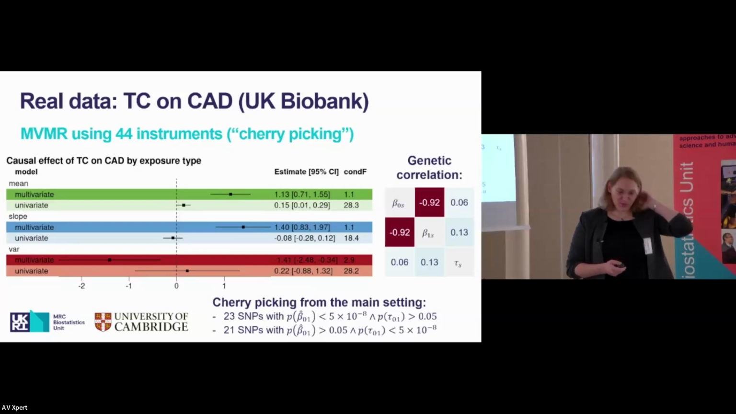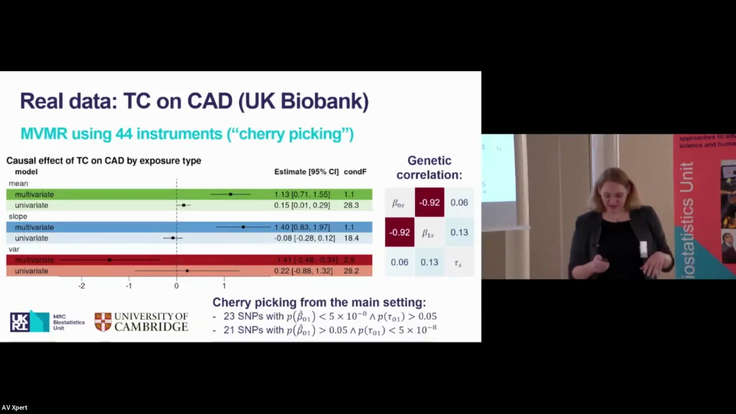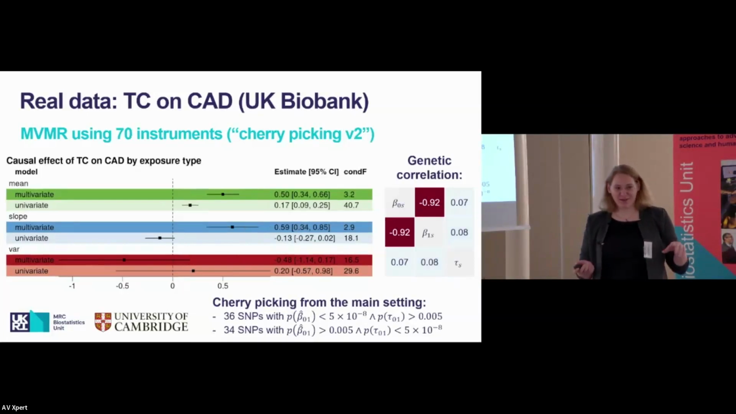But the problem is cherry picking. Who wants to do cherry picking of instruments? That's not what we should do, not what we want to do. So I used this relatively strict criterion to say we want SNPs that are not at all associated. What would happen if I were a bit less stringent and allowed a bit more significance in the other phenotype? So I used a factor of 10 and said, let's take a few more instruments, even when there is some weak effect on the mean, although it should be just on the variability.